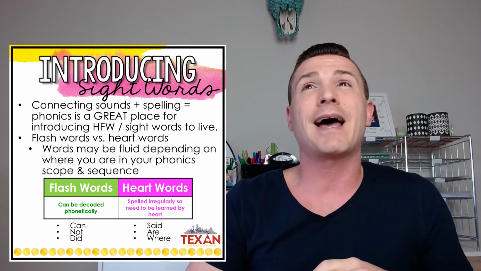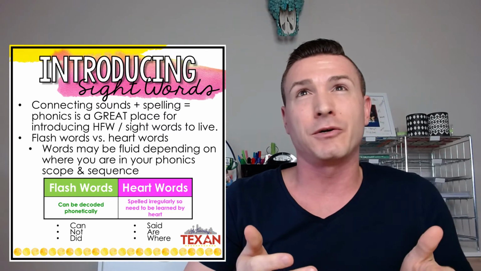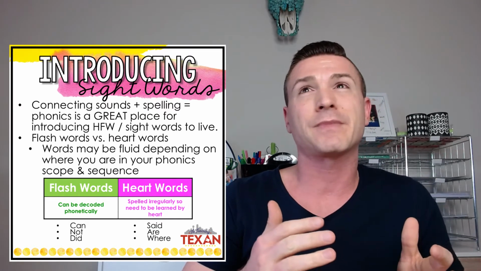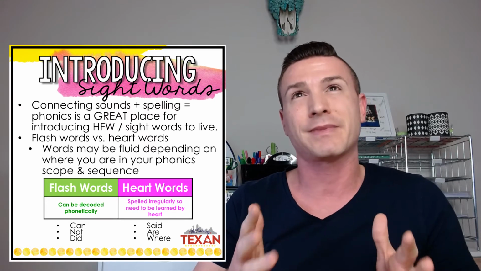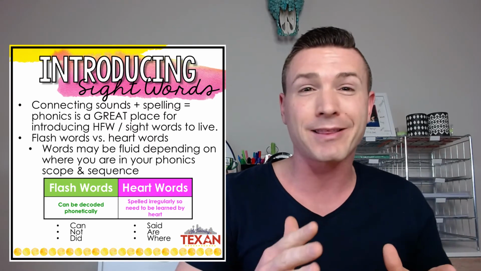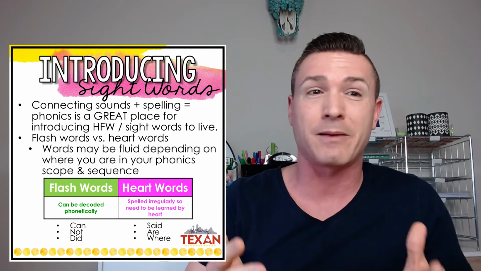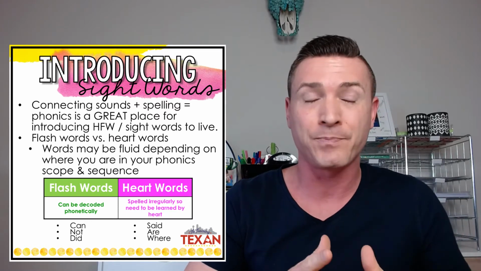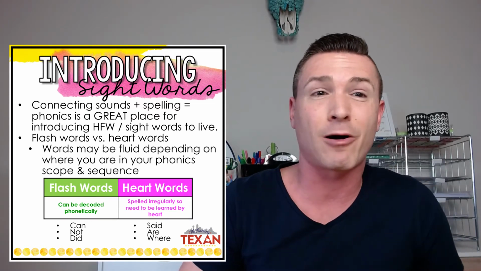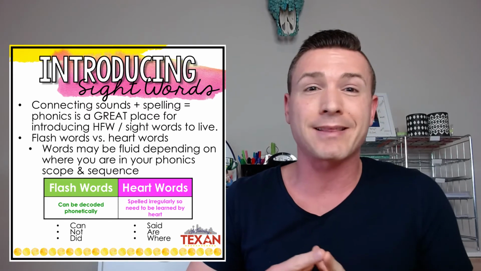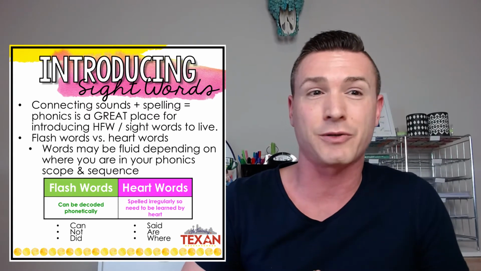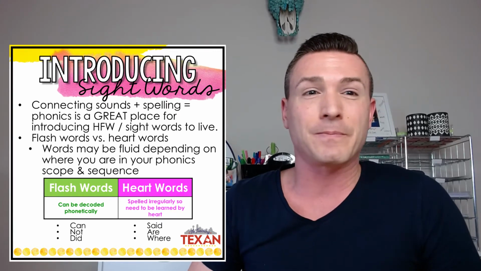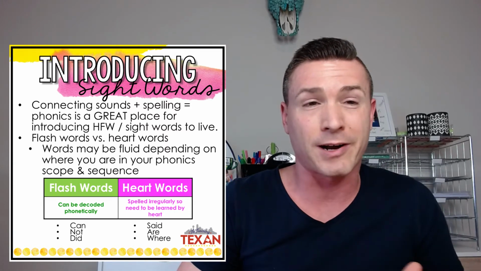So I recommend that. I know a lot of us use the Fry list or the Dolch list for our sight words, but they are ranked in the order that they are typically seen in books, and that doesn't necessarily align with the phonics that you're teaching. So if you can go through and align them with what you are teaching in phonics, that is what's going to help connect those sounds and the spelling so that the students can commit them to their memory. So that's one way to introduce high frequency words, and that's a great place for them to live, during your phonics instruction.